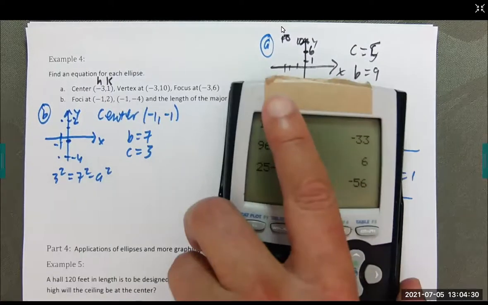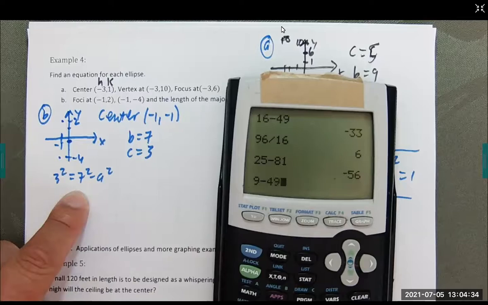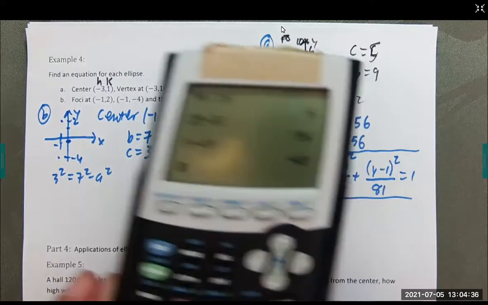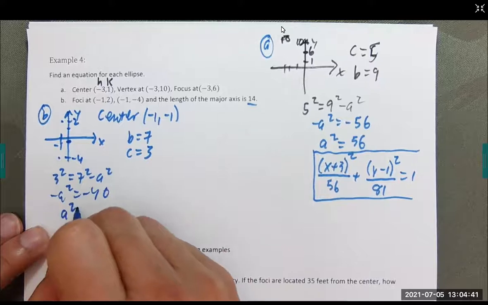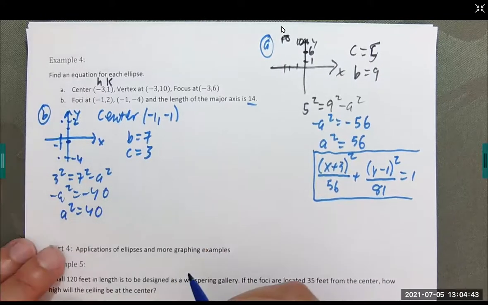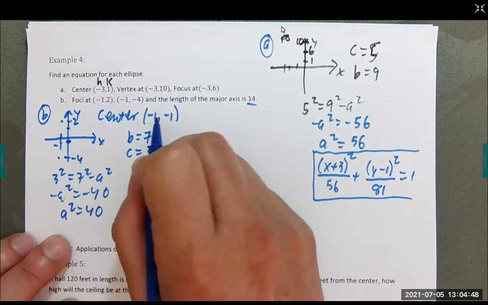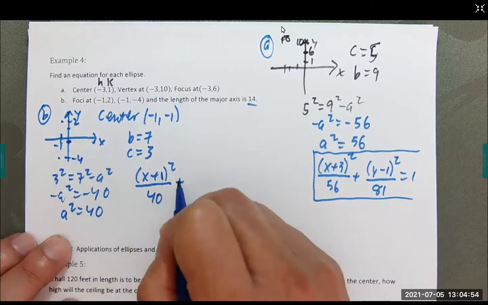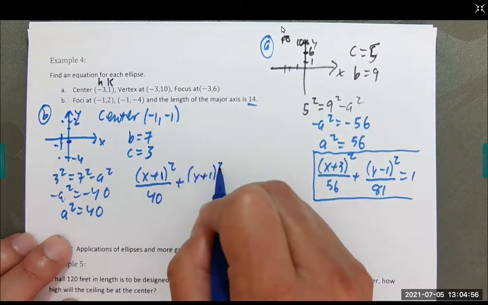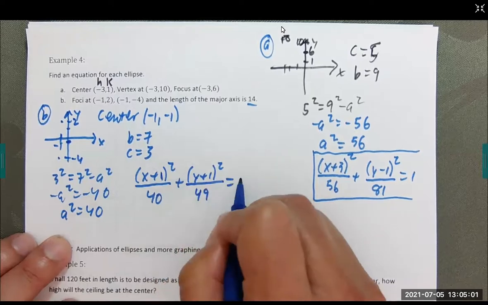So let's do 9 minus 49. Okay, so that gives us that negative A squared equals negative 40, which means A squared equals 40. We now have all the pieces that we need. So we have our center, and remember it's opposite signs. So it's going to be (x plus 1) squared over 40 plus (y plus 1), opposite sign, over B squared, which is 49, equals 1.